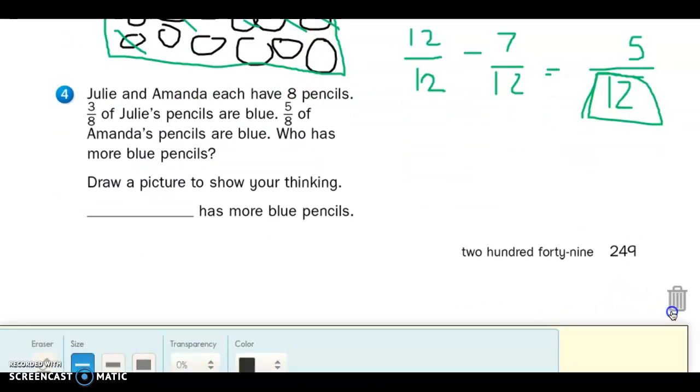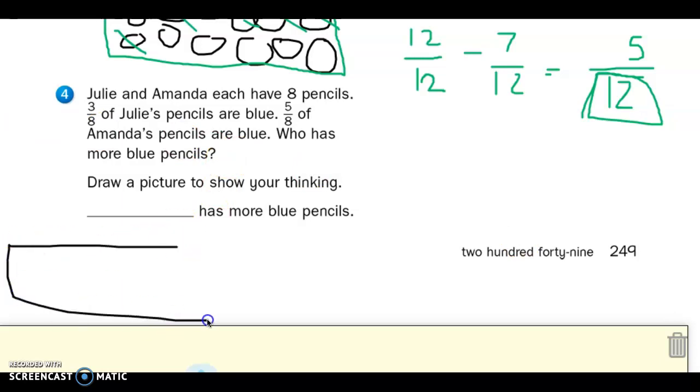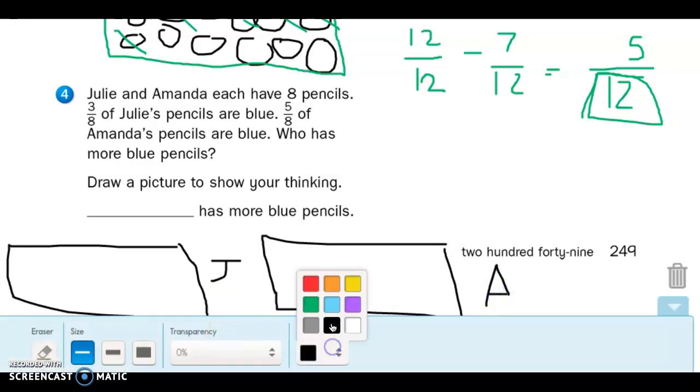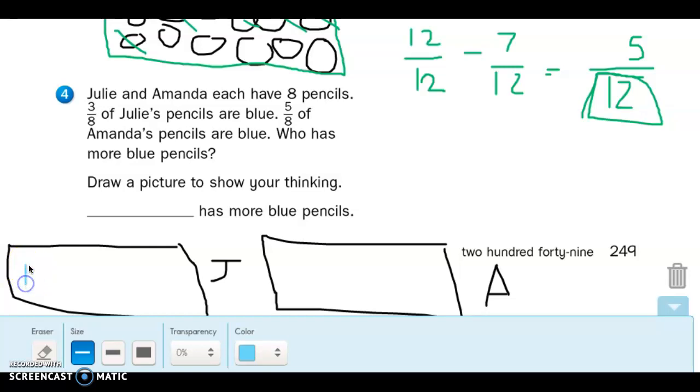Okay, number 4. Julia and Amanda each have 8 pencils. 3/8 of Julia's pencils are blue, and 5/8 of Amanda's pencils are blue. Who has more blue pencils? Maybe you can already figure this out without drawing a picture, but I have Julia on this side, and I have Amanda on this side, and they each have some pencils. Julia has 3 pencils that are blue, and Amanda has 1, 2, 3, 4, 5.